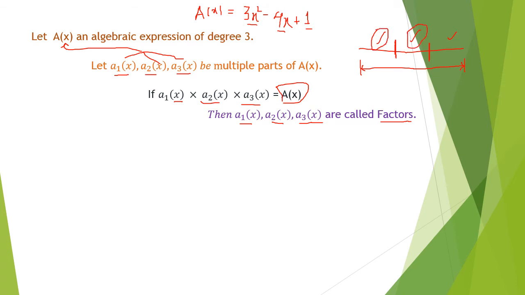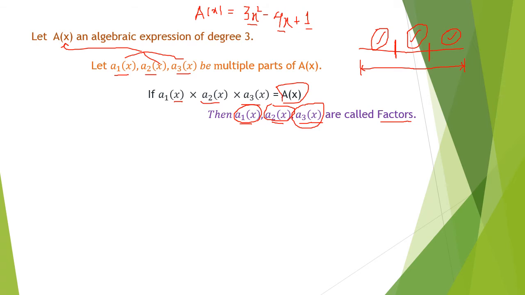So to be factors, they must, after combining, give the original algebraic expression from where they were separated. So factors are also algebraic expressions. If after they are combined they give the original algebraic expression, then they are called factors. Those multiple parts of a(x), if after we combine them they give the original algebraic expression, then we can say they are factors.